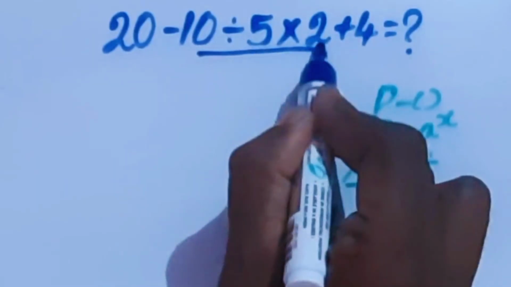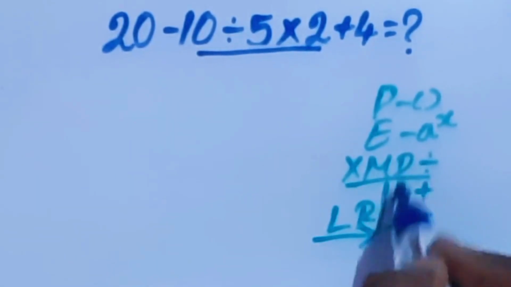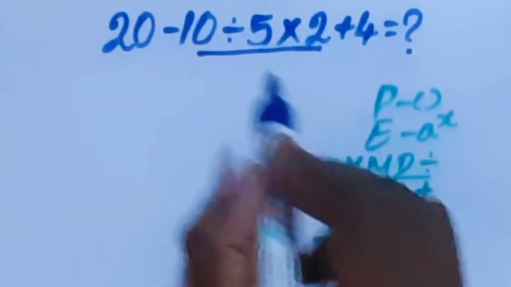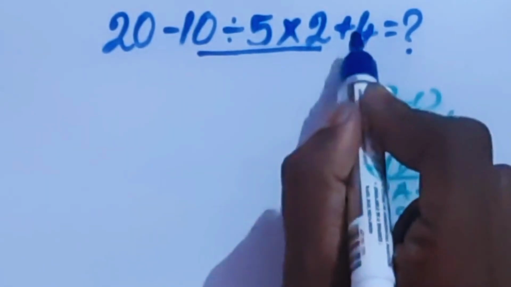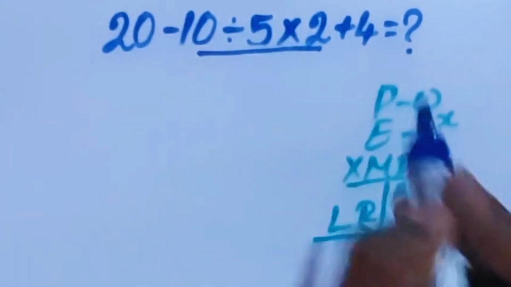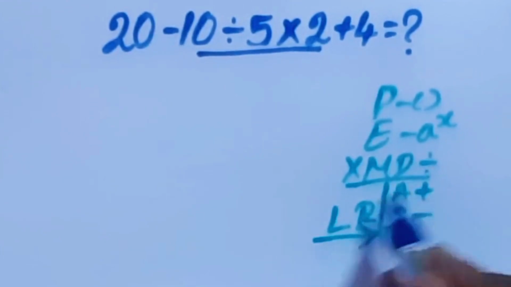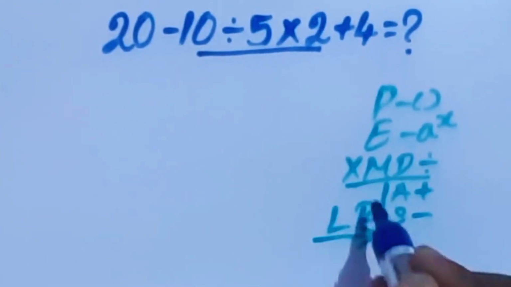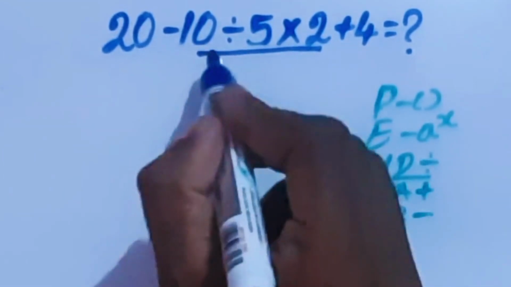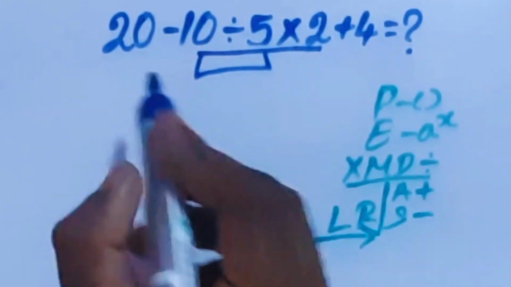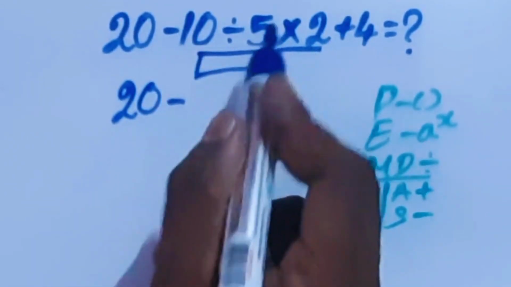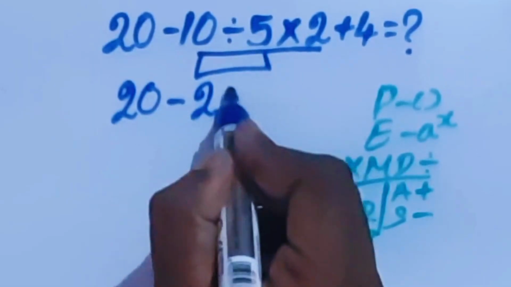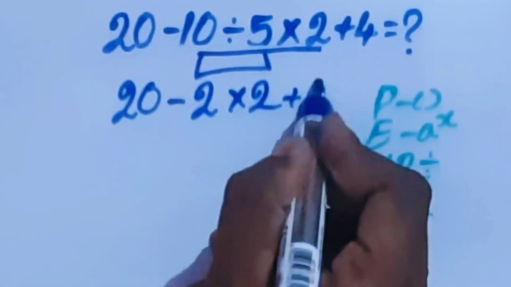Here, division and multiplication are higher priority than addition and subtraction. So we have to do the division and multiplication before the subtraction and addition. Division and multiplication are both equal priority. For equal priority, we are going to use the left to right rule. Left to right is this one. 20 minus 10 divided by 5 is 2, times 2 plus 4.